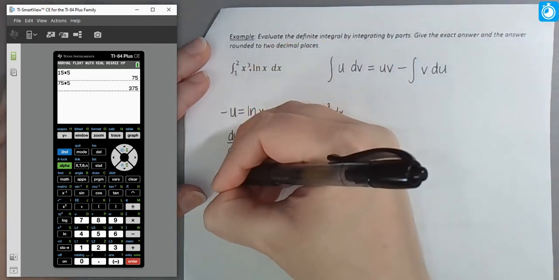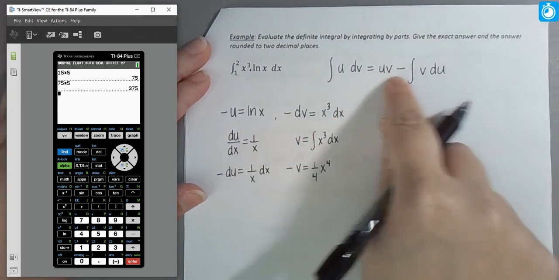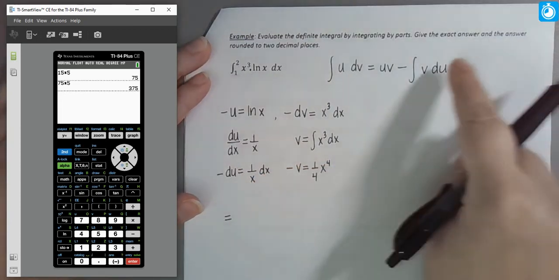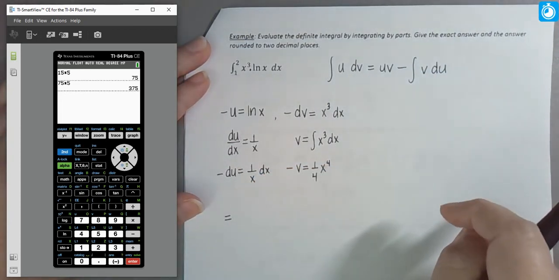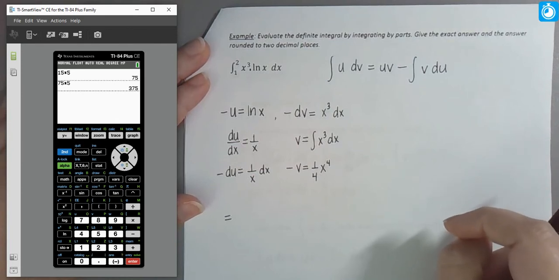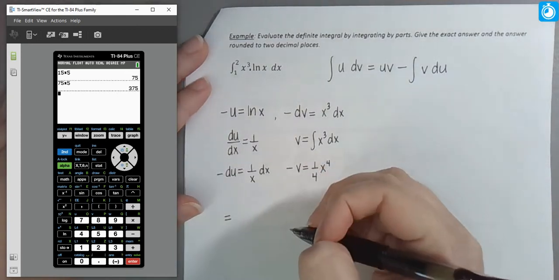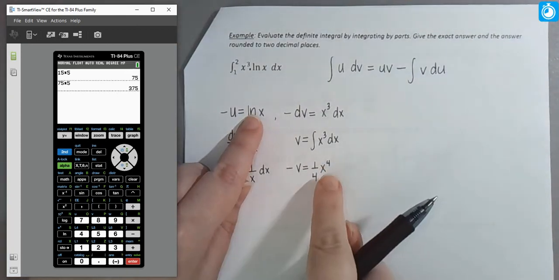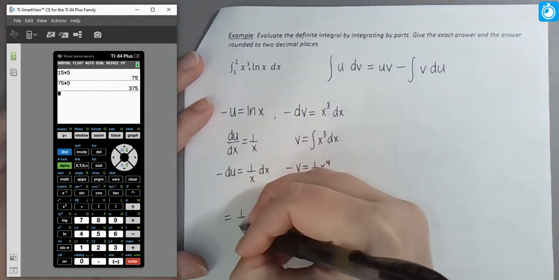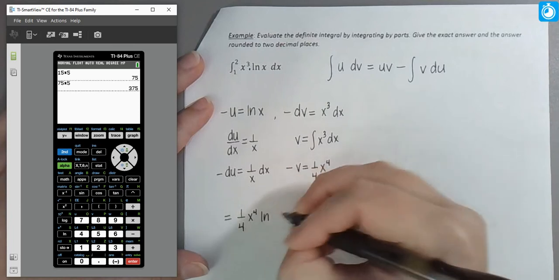So we have u, du, dv, and v. Now we can substitute into our integration by parts formula. And as long as we end up with an integral that we can directly solve, either just using basic integration formulas or using substitution, then we know that this was a correct pairing. So u is natural log of x, and v is 1/4 times x to the 4th. I'm going to put my 1/4 x to the 4th first, and then I'll put my natural log of x.